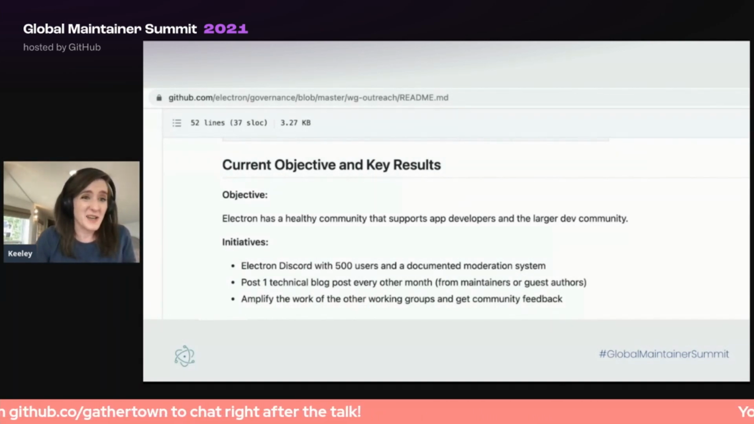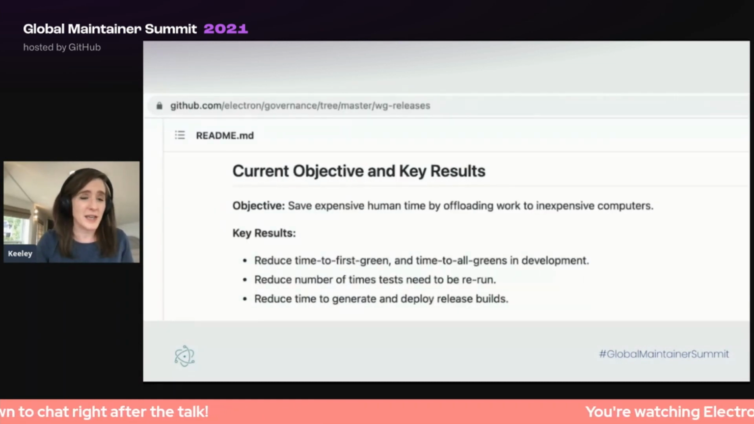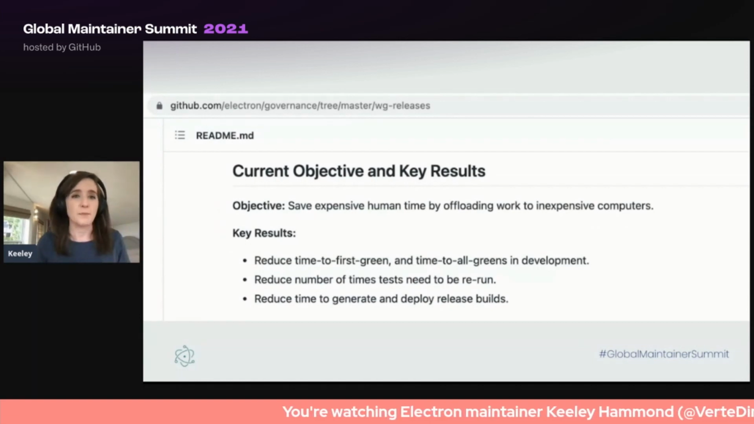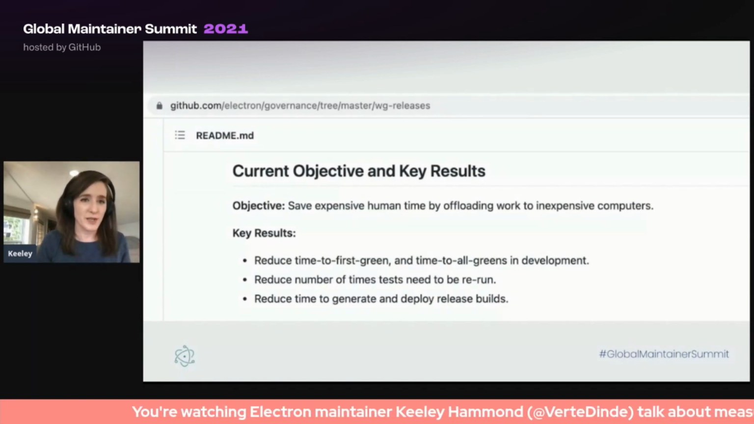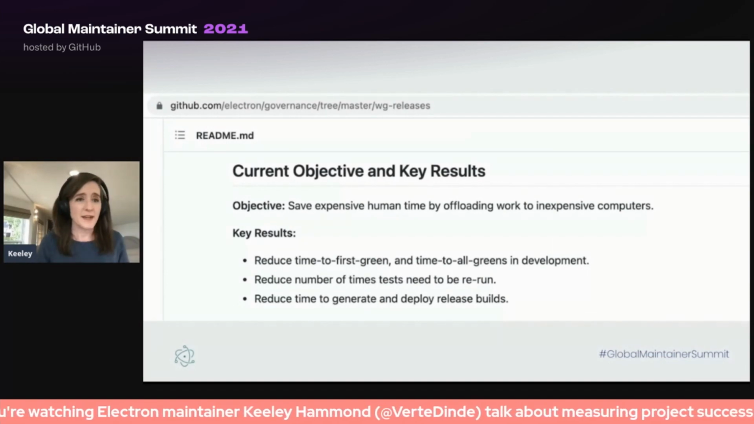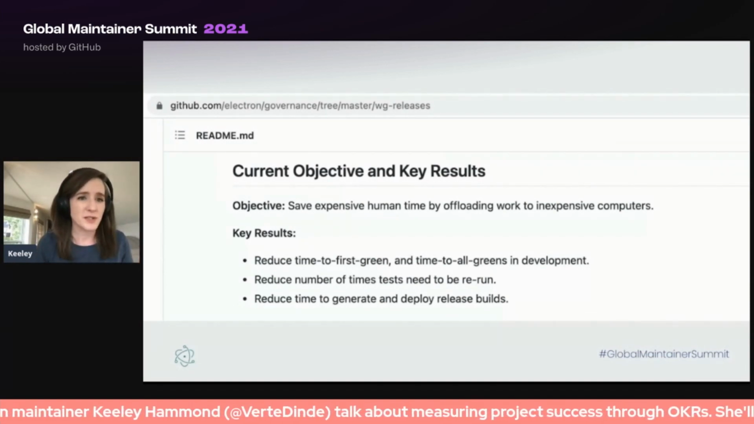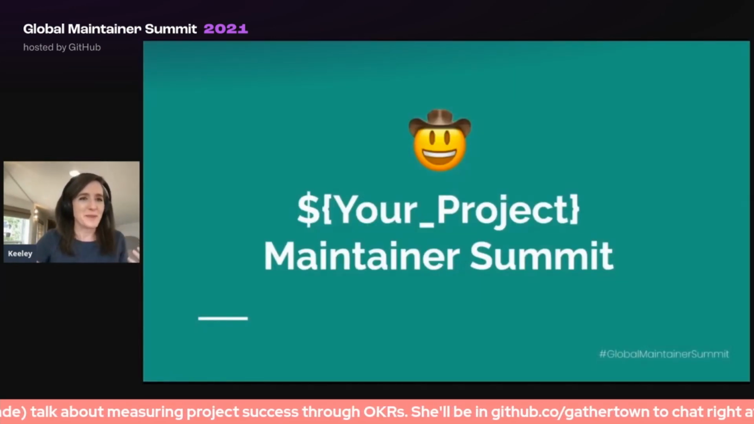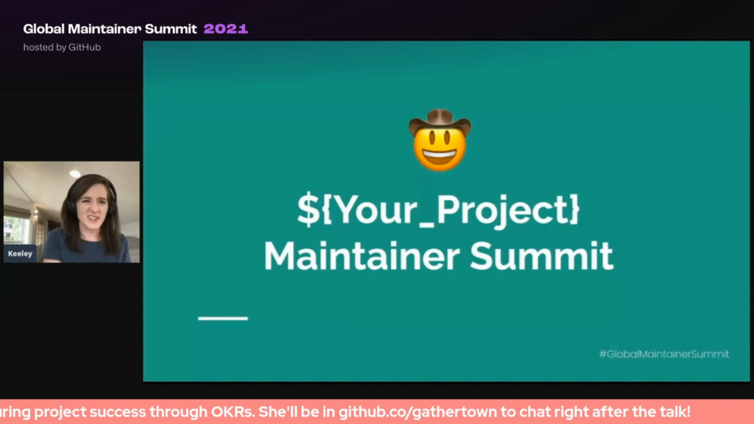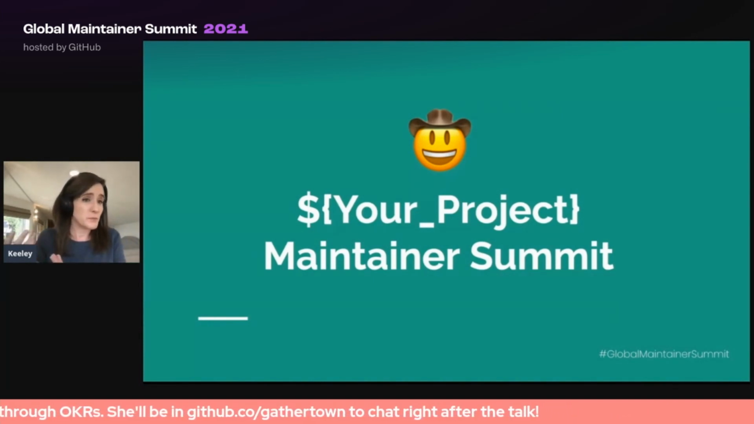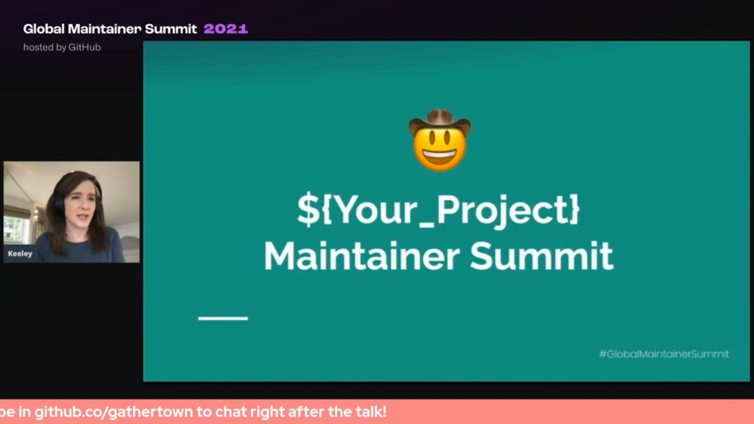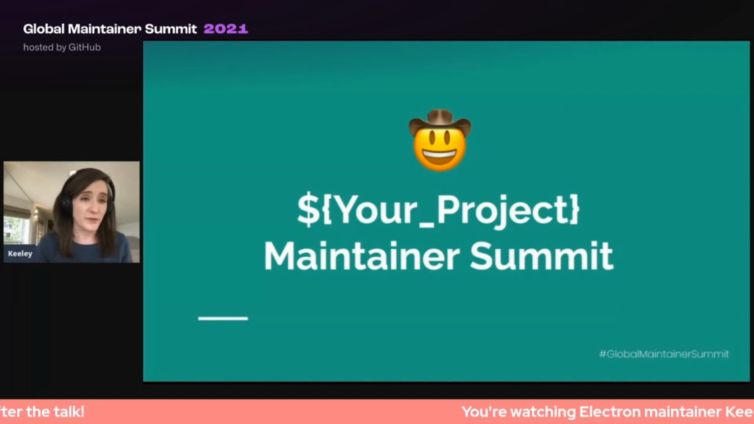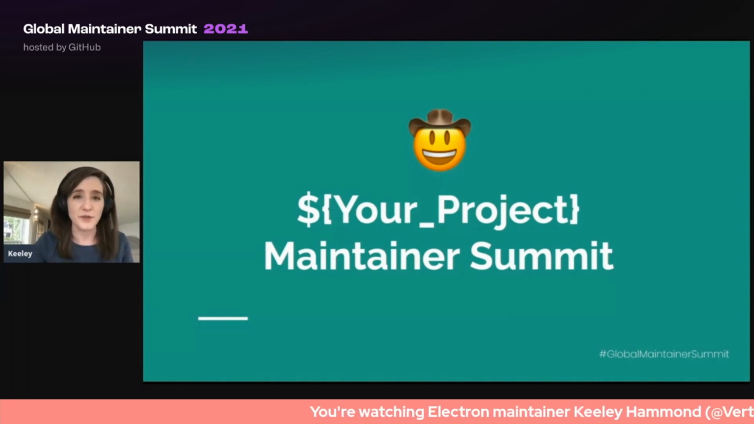I think one really good example, one set of OKRs that I like, actually came from our releases working group in 2019. Save expensive human time by offloading work to inexpensive computers. I thought the objective was really clear, and then I think the key results to measure whether or not we're successful are also very clear. So at this point, you may be thinking, oh, okay, well, we already do something like this, but maybe we can improve upon it. Or maybe you don't really set OKRs right now and you'd like to slowly move into doing so. I'd love to talk to you more in the hallway over the next 2 days about how we could modify this for your project.